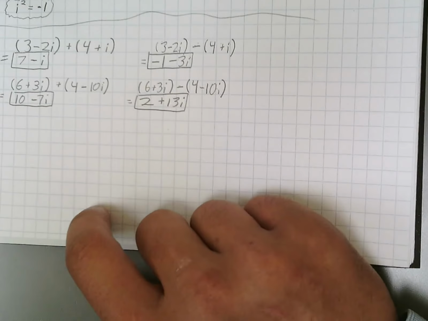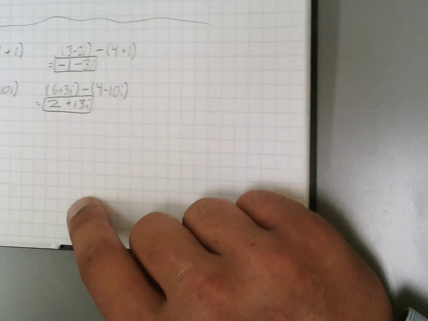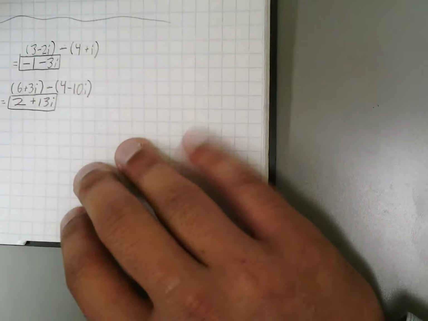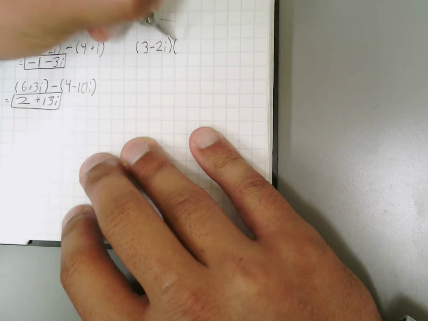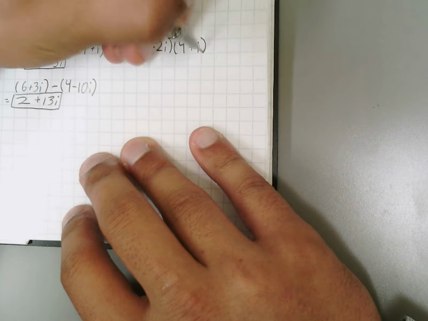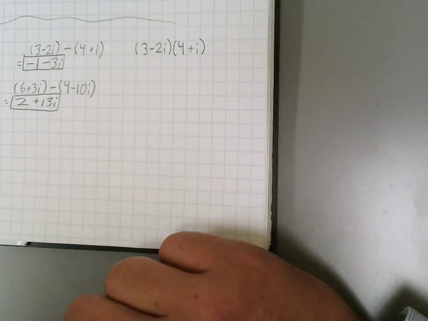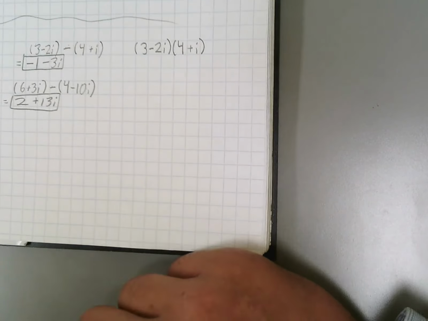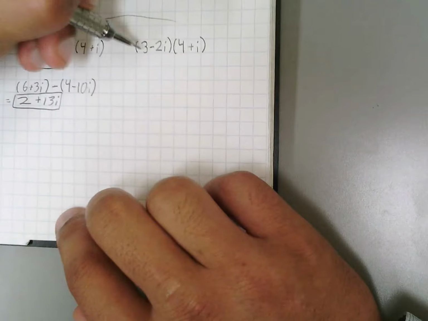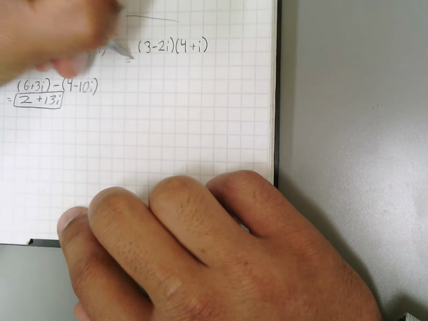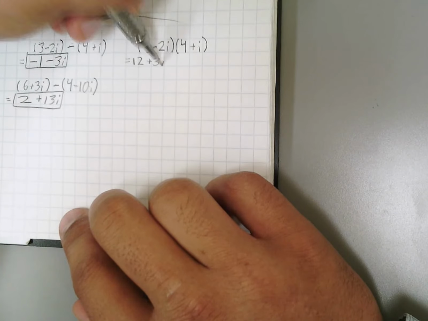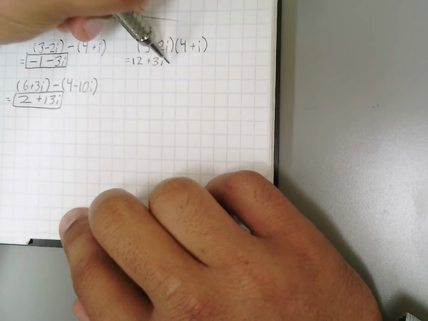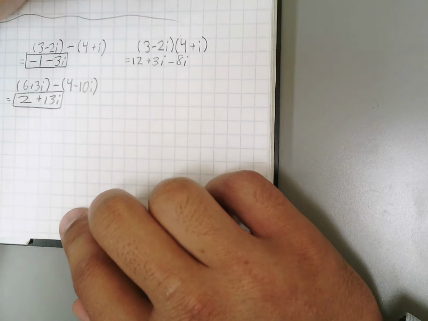Now what about multiplication? So we saw how we can add and subtract. Let's now multiply these numbers. So let's take 3 minus 2i and multiply that by 4 plus i. Now when we multiply, it's just like when we multiply two binomials. So we're going to FOIL. First, outside, inside, and last.